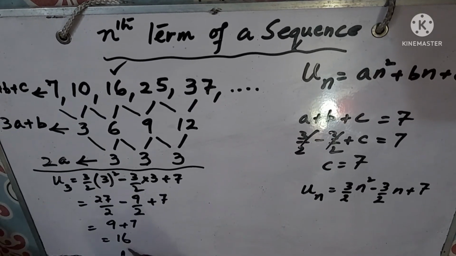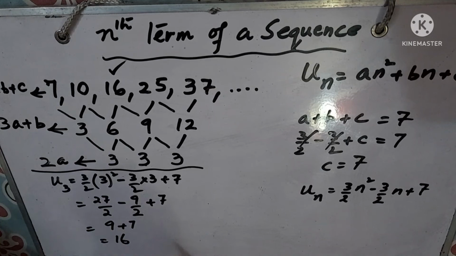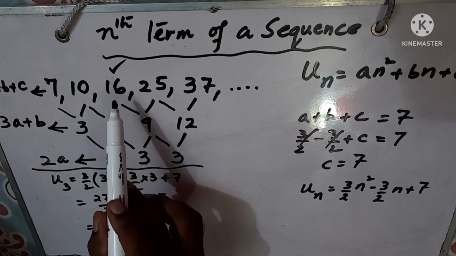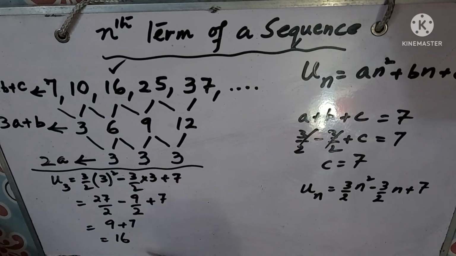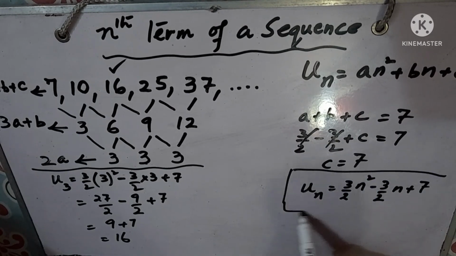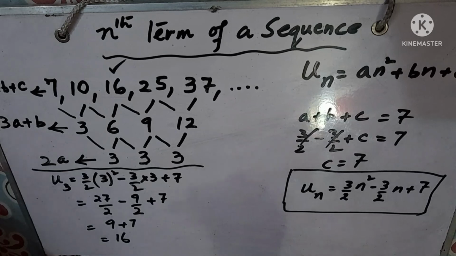Yes, I can see that when my n value is 3, I have got 16. And when I see this 1, 2 and 3, my third term is 16. This is how I can confirm that the nth term I have got, which is right here, is the correct nth term.